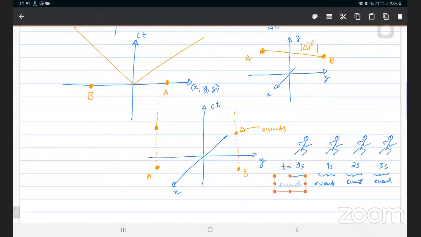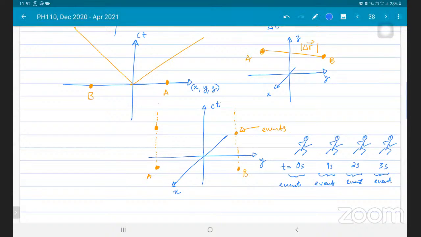So each one of these snapshots is an event, and a collection of events, a sequence of events, is what I call a world line. This is a fancy word for saying it's the trajectory of some particle.